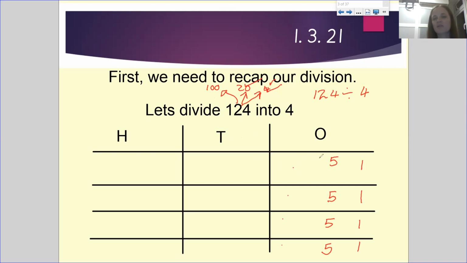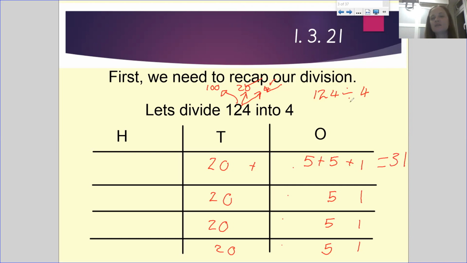So I'm going to put another 5 in my ones column and I'm going to put 20 here, or it's 2 tens. So we would say 2 tens in each group. So it's 20. And then all you have to do is add one of them up. So we go 20 plus 5 plus 5 plus 1. And the answer would give me 31.